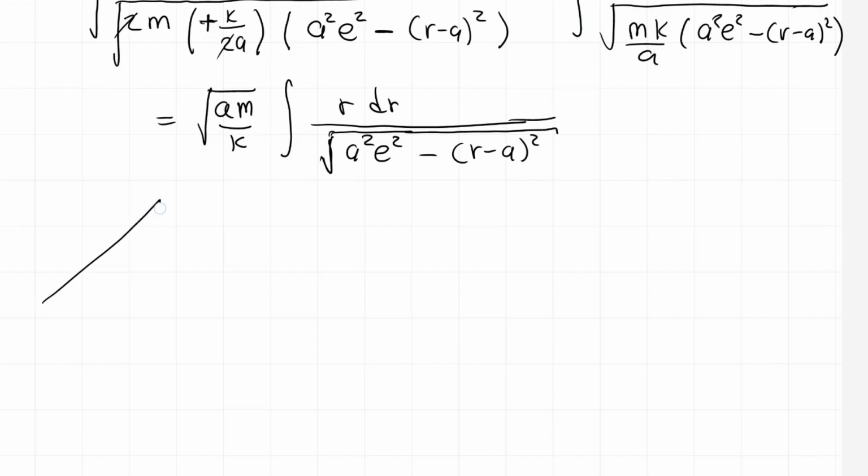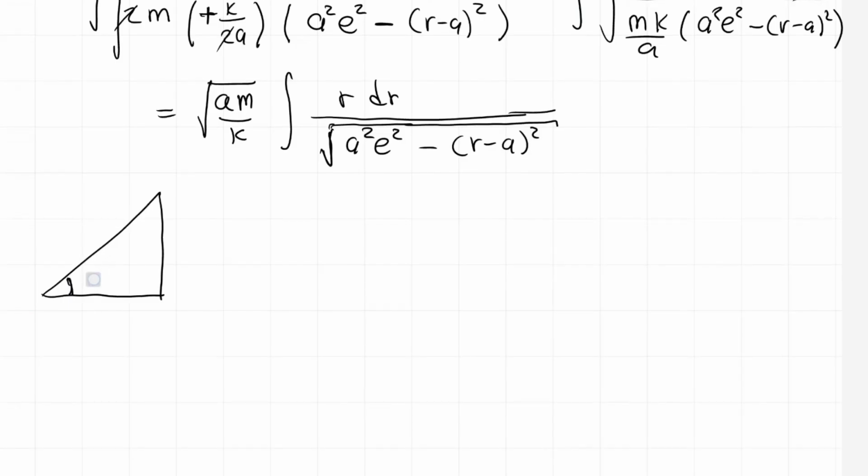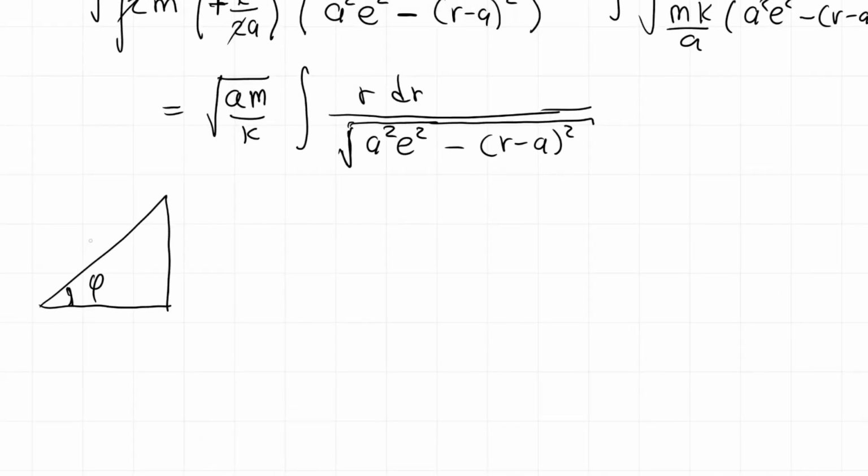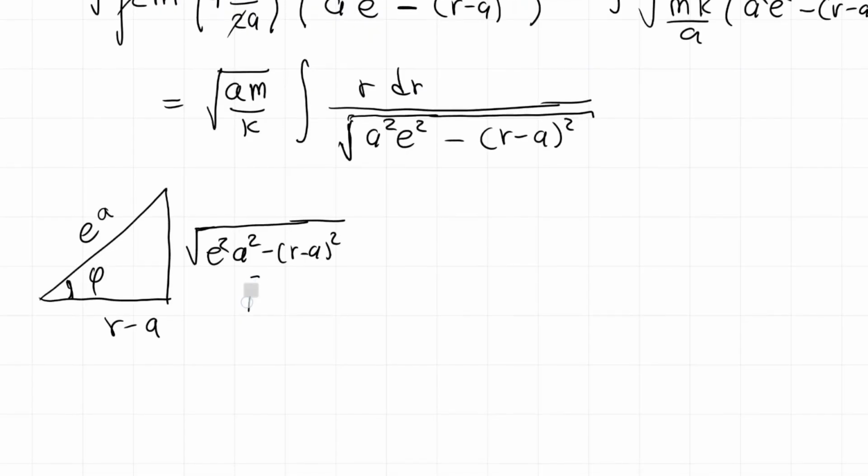We are going to draw a triangle with a new variable, let's say theta. Okay, well, let's say phi, and let's say that the hypotenuse is going to be equal to eA, then this side is going to be equal to the square root of e squared a squared minus (r minus a) squared, and this is going to be equal to r minus a. Look, the Pythagorean theorem is here.